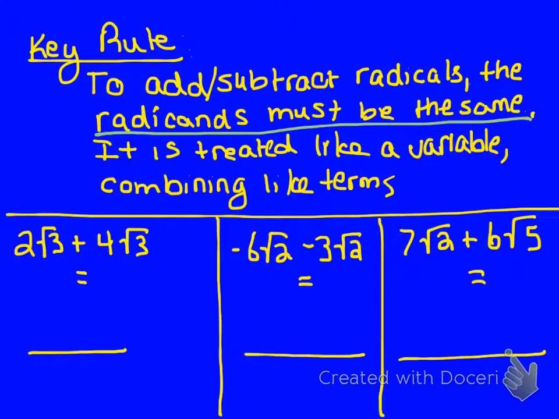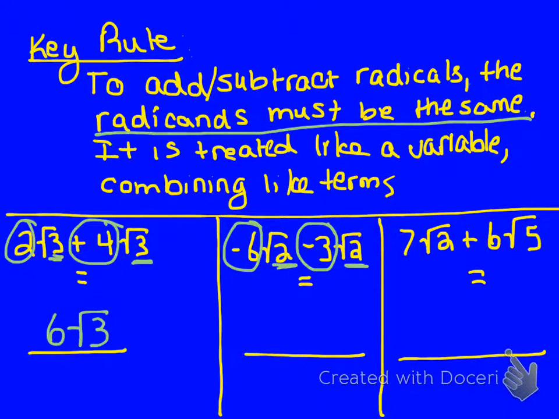2 square root 3 plus 4 square root 3. The radicands are the same. They are both square roots of 3. So all we do is add the coefficients. We add positive 2 plus 4, and we get 6 square root 3. That's it. Over to the right, we have negative 6 square root 2 minus 3 square root 2. Again, the radicands are the same, so we just add the coefficients. Negative 6 minus 3 gives me negative 9 square root 2.